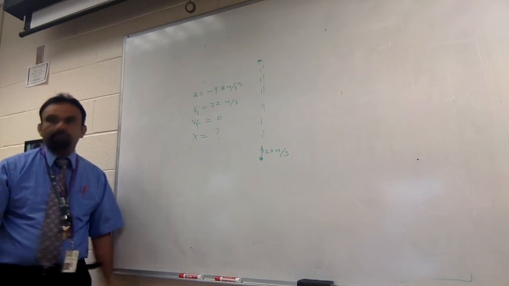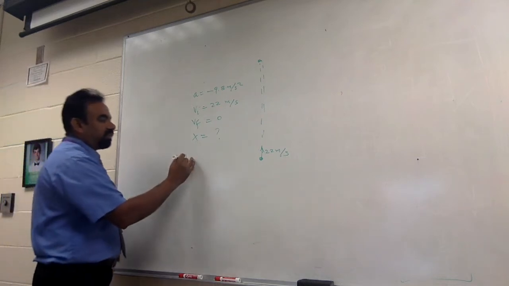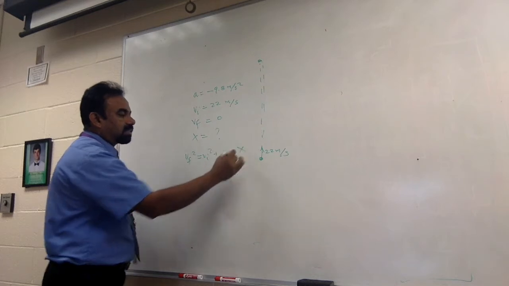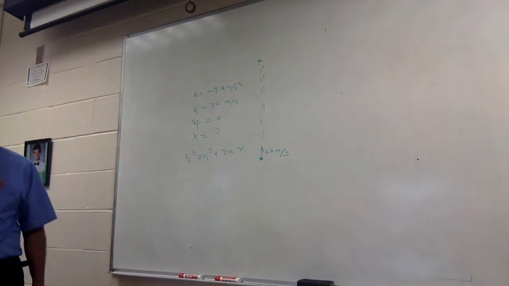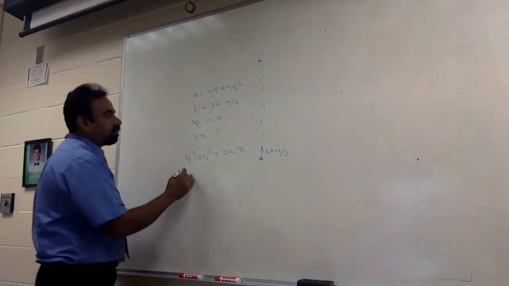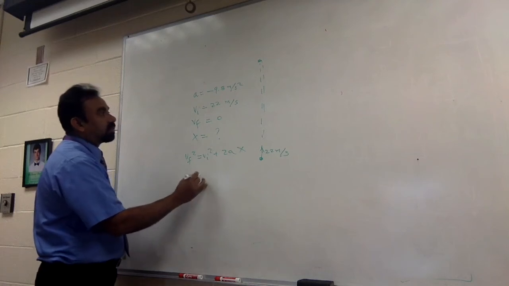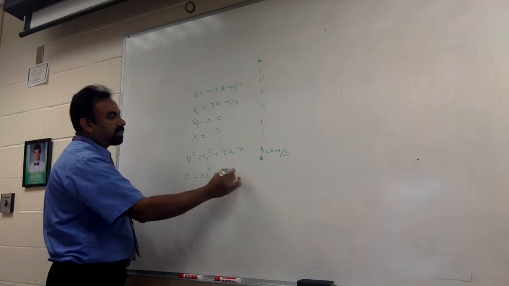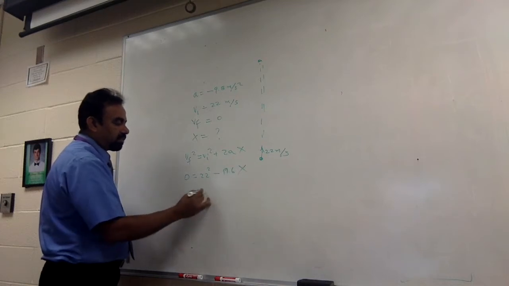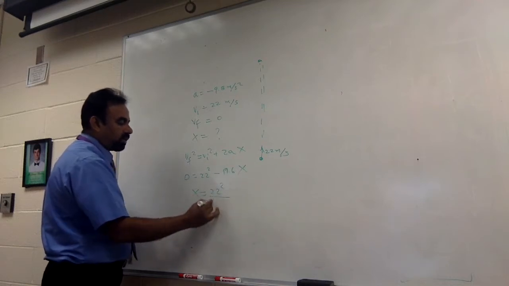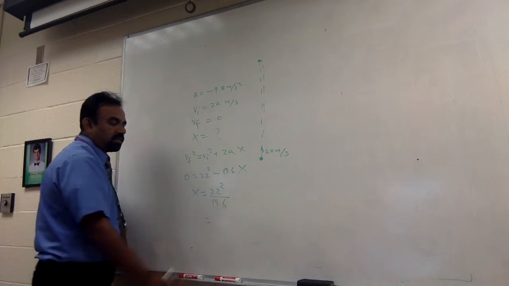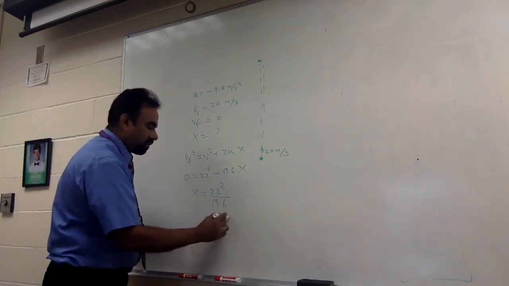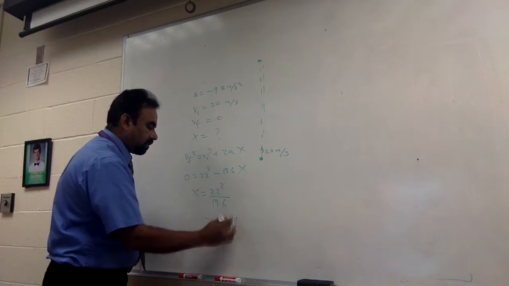Vf squared. So the time is not there. So Vf squared is equal to Vi squared plus 2ax. That's how you pick the right equation: something that doesn't involve time. So Vf squared 0 is equal to 22 squared minus 19.6x. So x is equal to 22 squared over 19.6. And that's your answer. 24.7 meters.